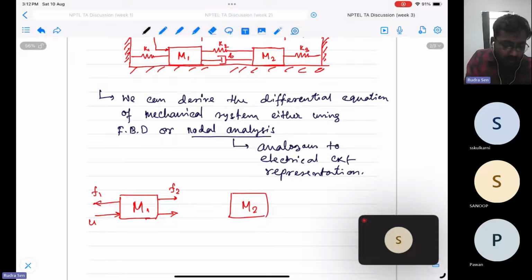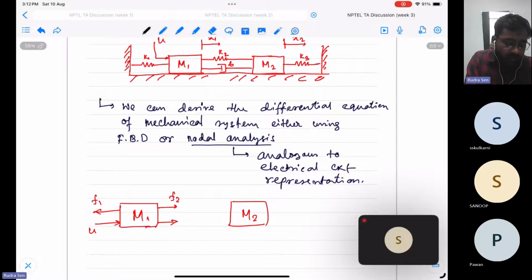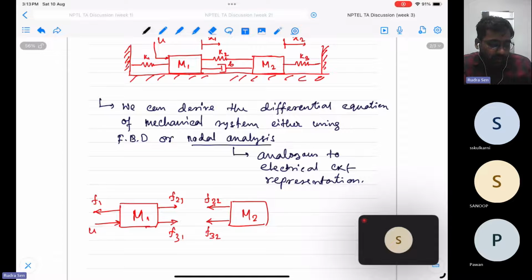This is due to K2. Due to K2, you get the force acting on the mass M1. F2 acting on M1 is due to K2, and F3 is due to B, the damper. Similarly, this is the same force on the other mass. Let me write these as F21, F31, F22, and F32. You see that the spring K2 and the damper B are both attached to M1 and M2.